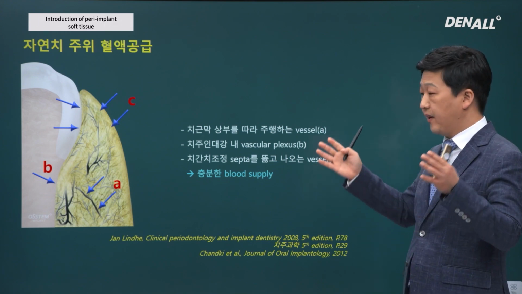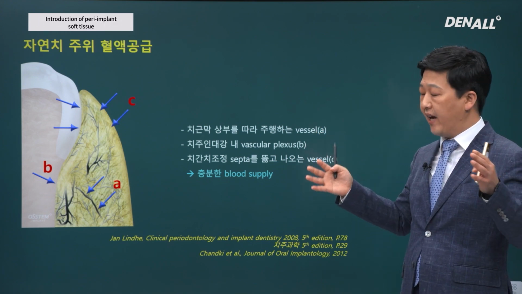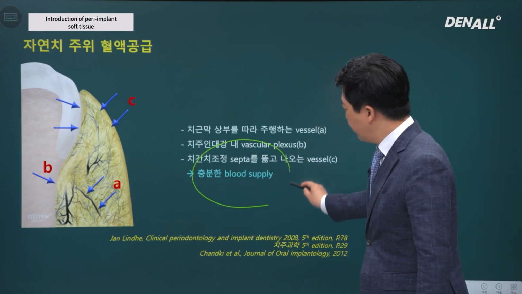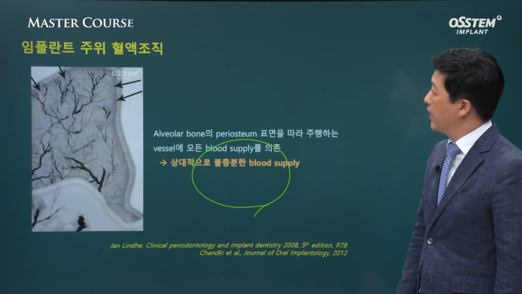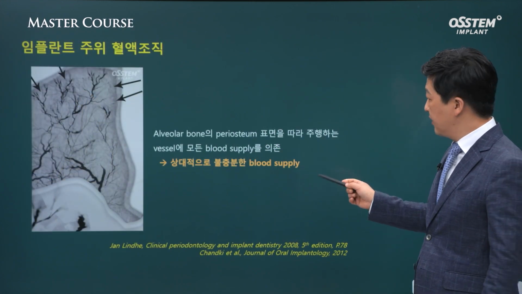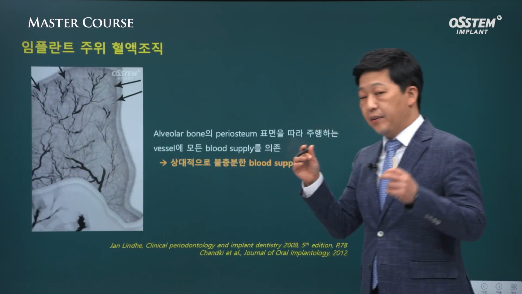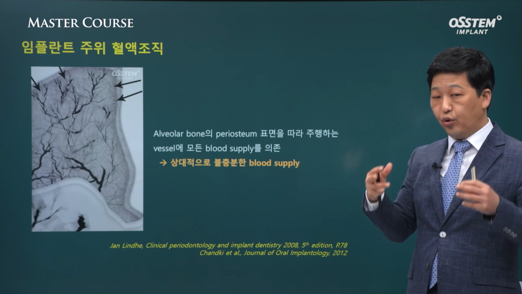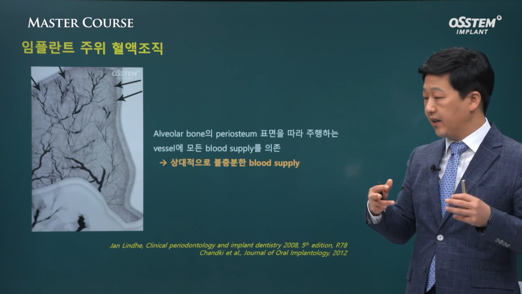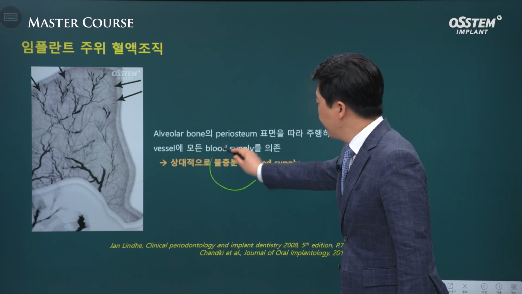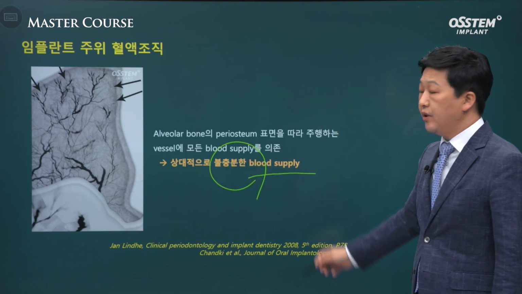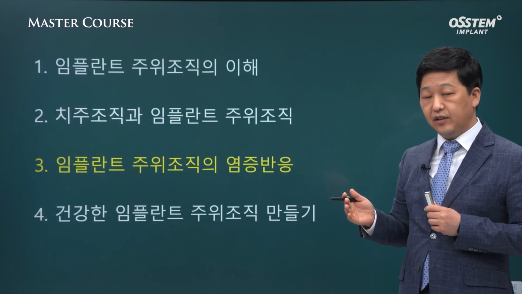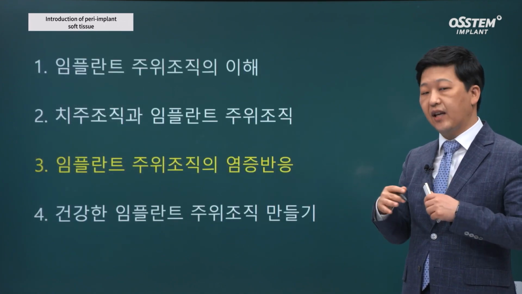Blood supply around natural tooth comes from various places such as periosteum, periodontal ligament, and connective tissue. Therefore, sufficient blood supply is available. However, around the implant, it is quite limited. The blood supply primarily comes from periosteum. Comparatively, therefore, it is insufficient. Reduced blood supply means reduced healing capacity.